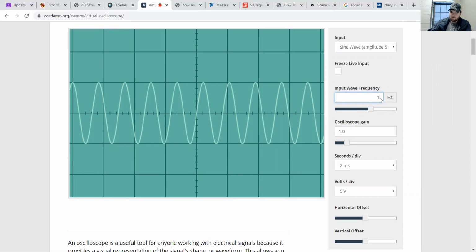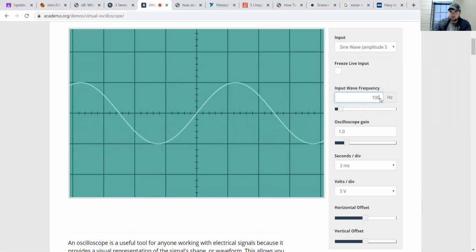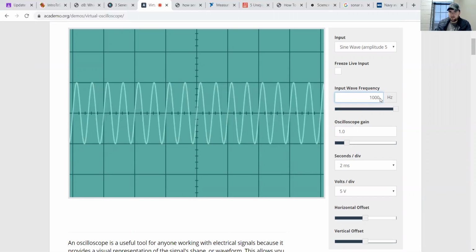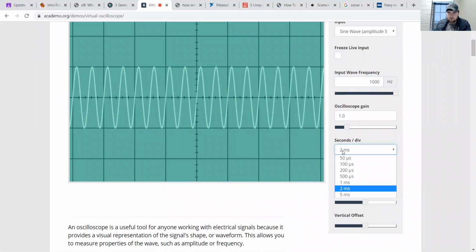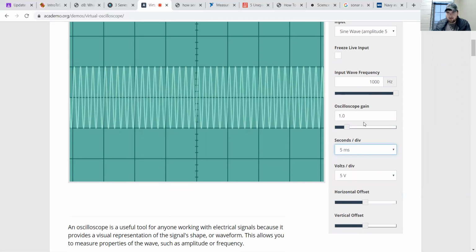Let's take that down, excuse me, to 100 hertz. See, it's less frequent. And we can take it up to 1,000 hertz, which is very fast. Your gain, your time, up to that. It opens up your frame on your view to allow for a greater portion of the wavelength to appear in the screen, which is very cool.